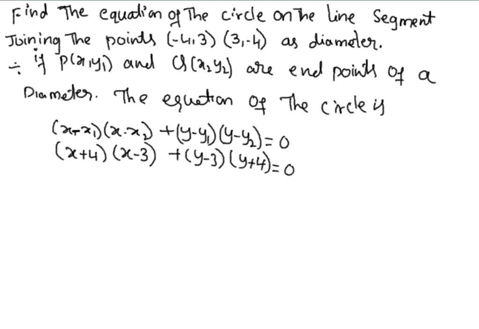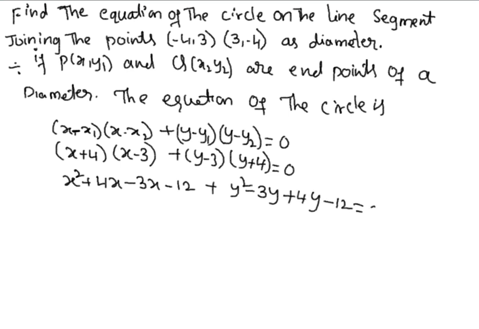Multiplying these out: x square plus 4x minus 3x minus 12 plus y square minus 3y plus 4y minus 12 is equal to 0. That is x square plus y square, here 4x minus 3x is x, minus 3y plus 4y is y, and minus 12 minus 12 is minus 24, equal to 0. This is the equation of the circle.